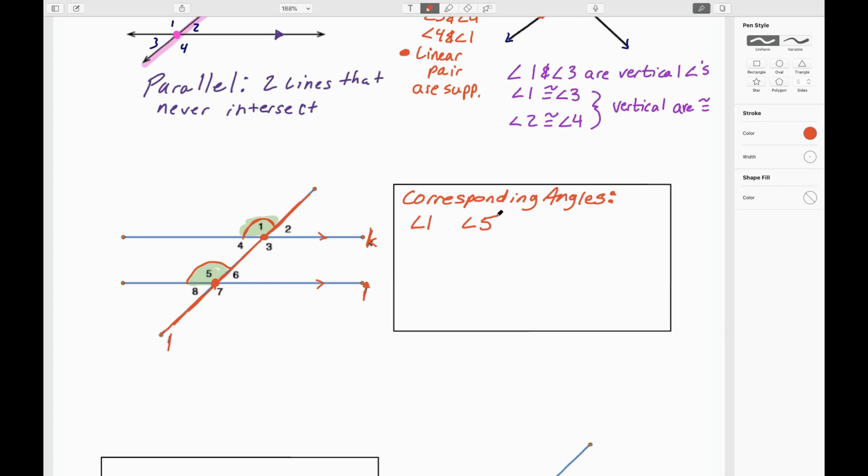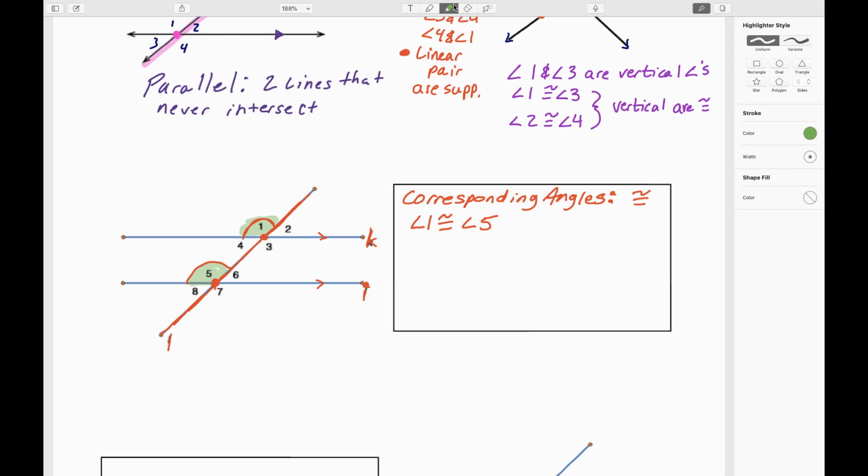Now, what we're going to notice is obvious. You can look at that and see, oh my gosh, angle 1 and angle 5 look like they're the same size. Based on that, and knowing the concepts from chapter 2, we will prove that it is true. Corresponding angles are congruent. That's a relationship. So we're going to say they are congruent to each other. So in this case, angle 1 and angle 5.